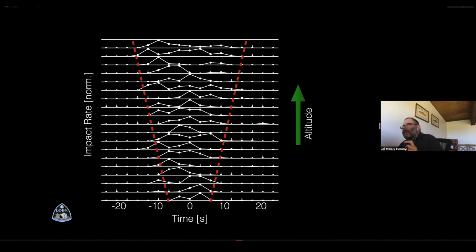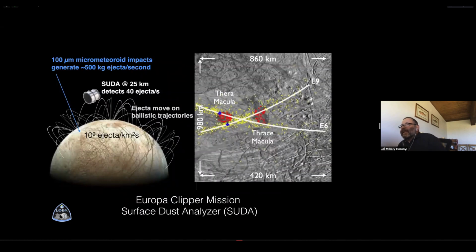What was the site where the primary impact occurred that raised this plume from the surface? And that's the concept of how you could make a chemical mapping of a planetary body. There is an instrument being built here. Sasha Kempf is the principal investigator here at University of Colorado. It's called the Surface Dust Analyzer, which will fly and have repeated close encounters with Europa.